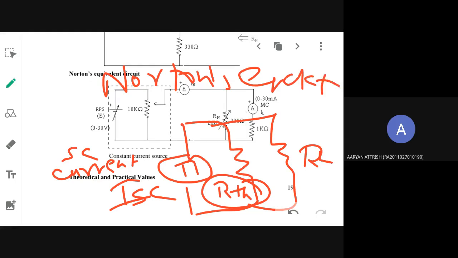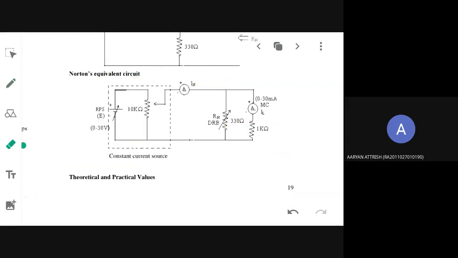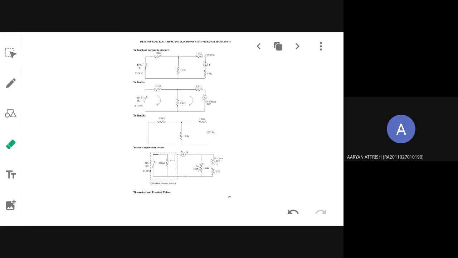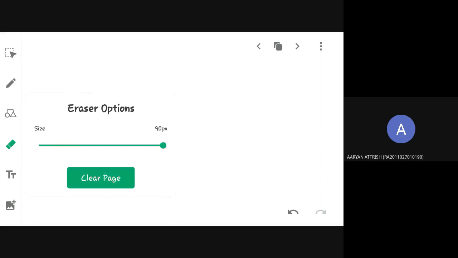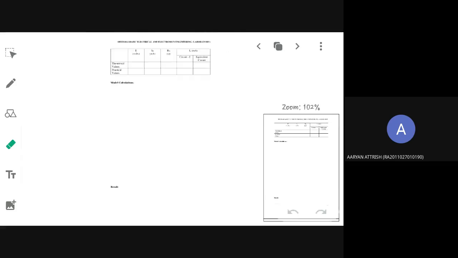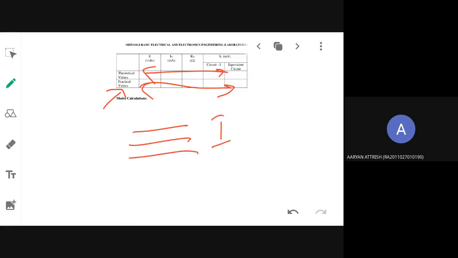Here also I will be calculating IL. There must be some formula given. Let me check up the formula. In the tabular column, you have to match simulation results, and theoretical results by manual calculation. By writing model calculations, you will find out ISC and R Thevenin. You have to match all those values. That's all. That is Norton's theorem.